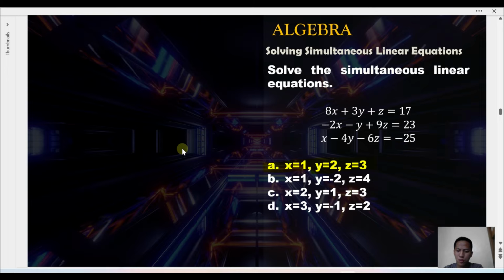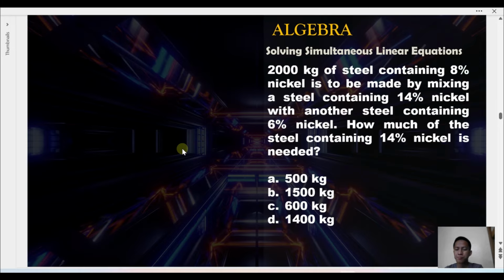Okay, so let's proceed to our next problem. So you have this 2,000 kilograms of steel containing 8% nickel is to be made by mixing a steel containing 14% nickel with another steel containing 6% nickel. So how much of the steel containing 14% nickel is needed? So basically guys, this is a mixture problem in our algebra.